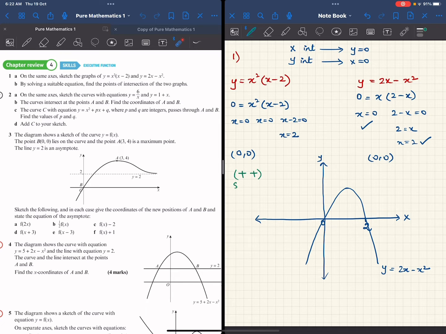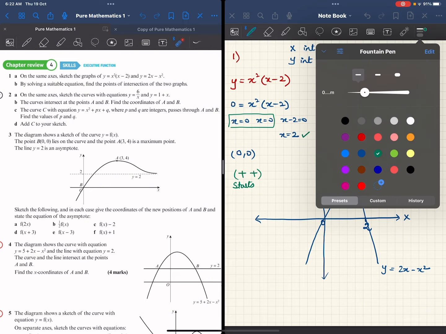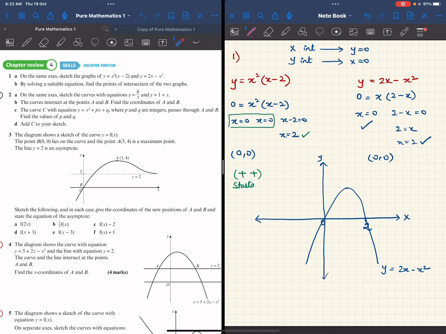So the curve starts from the first quadrant. Starting from the first quadrant, it passes through 2 and then it bounces on 0. Starting from the positive or the first quadrant, passing through 2, passing through 0. Now, here is a very important point.